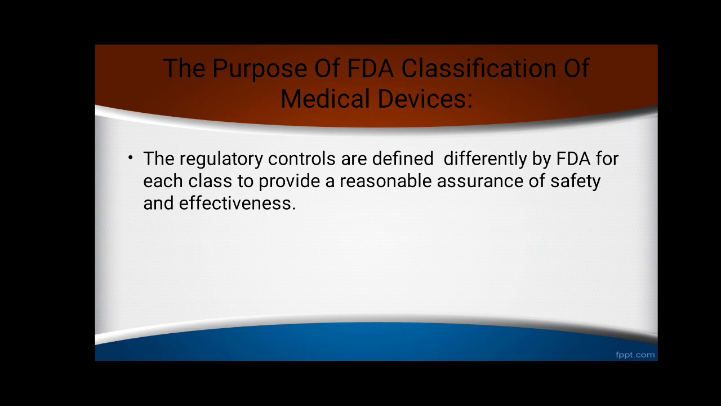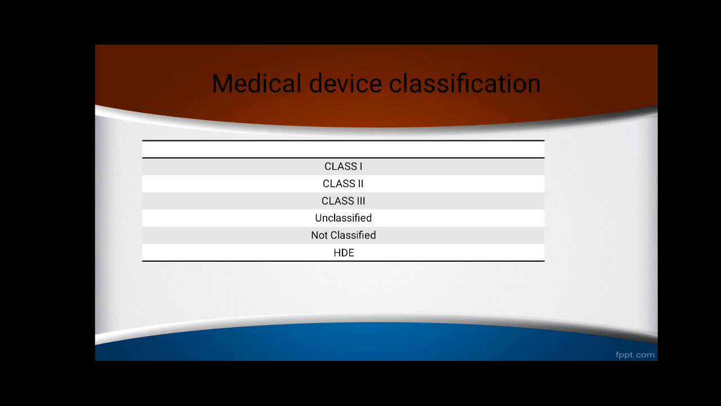If you search for your product in the FDA medical device database, you will see one of these statuses as the device class: Class 1, Class 2, Class 3, unclassified, not classified, HDE. Now we want to explain these classes.